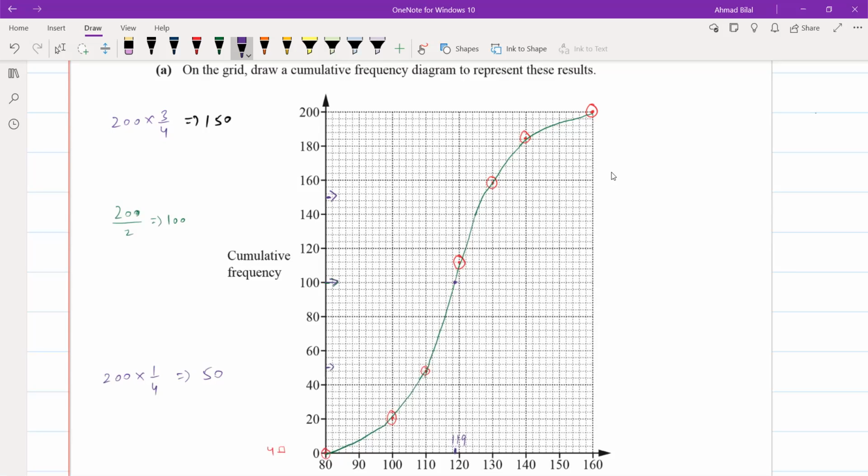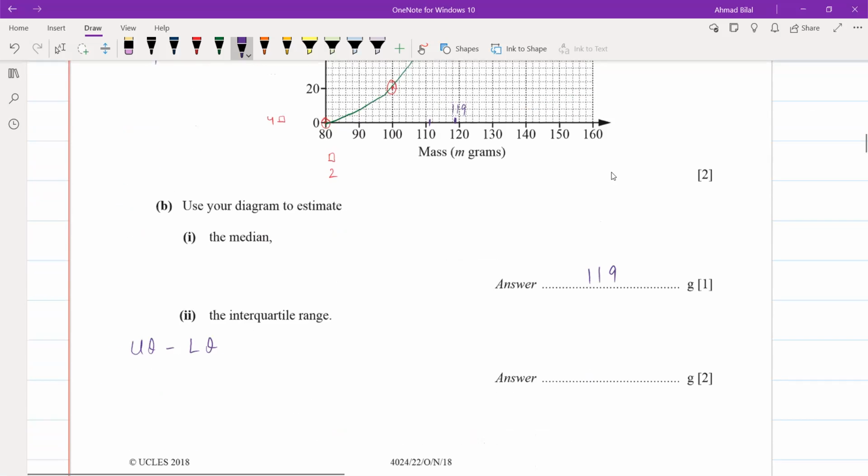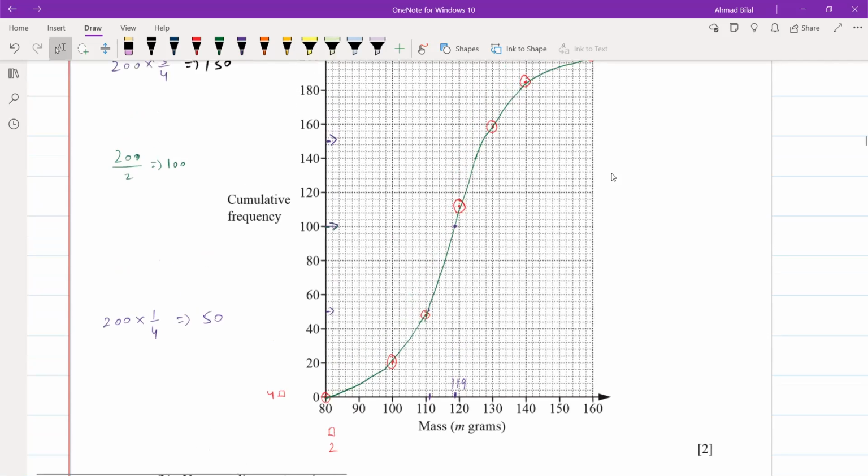दोनों के ऊपर वैल्यूज देख लें तो 50 के ऊपर I have somewhere around 111, right? Because 48 पे 110 था, so 50 के ऊपर somewhere around 111. So I've got the lower quartile 111. ठीक है, ये value is 111.